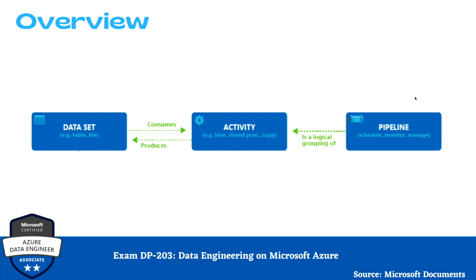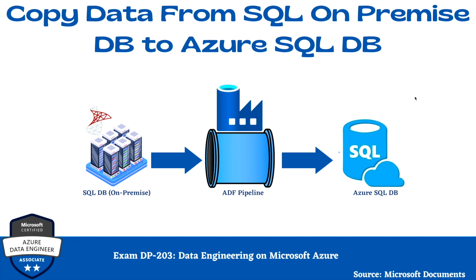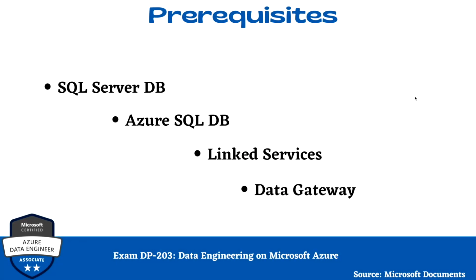In my previous videos, I have already mentioned how you can create a data set, how you can create linked services, and how you can organize them in your Azure Data Factory. To start this video, we are going to copy data from the SQL on-premise database to the Azure SQL database. In order to perform this task, we need a SQL Server database, which is going to be your on-premise SQL Server database. Then we also need an Azure SQL database.